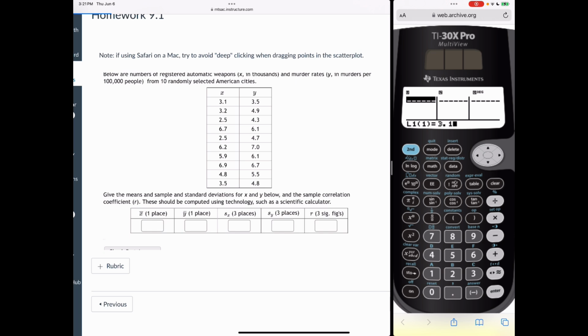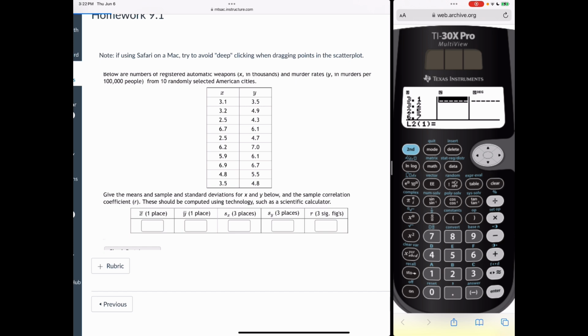So 3.1, 3.2, 2.5, 6.7, okay, 2.5, 6.2, 5.9, 6.9, 4.8, 3.5. Okay, so that's 10 data points, and then the next will be the y coordinates.